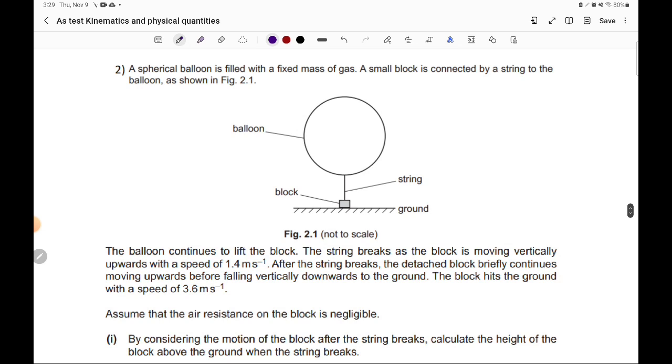A spherical balloon is filled with a fixed mass of gas. A small block is connected by a string to the balloon as shown in figure 2.1.